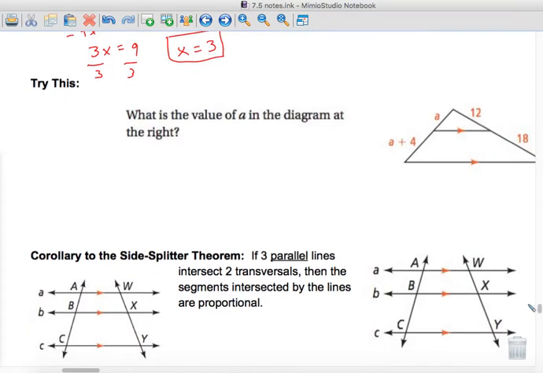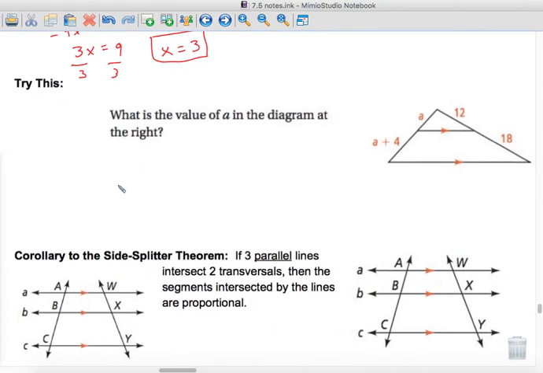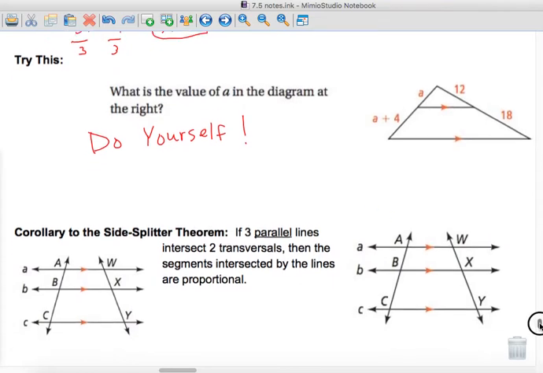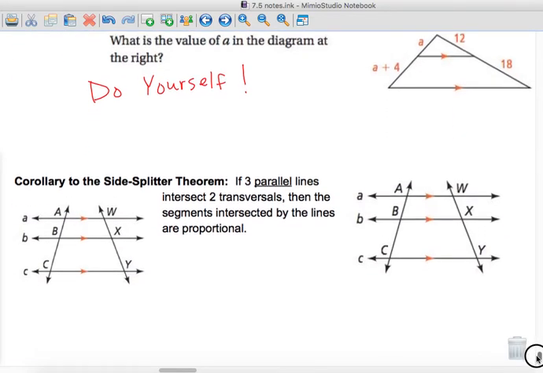What's the value of a in the diagram at the right? This one, you're going to have to do yourself. Do it just like I just did that other one. That's up to you. That's part of the notes. You got to do it yourself.